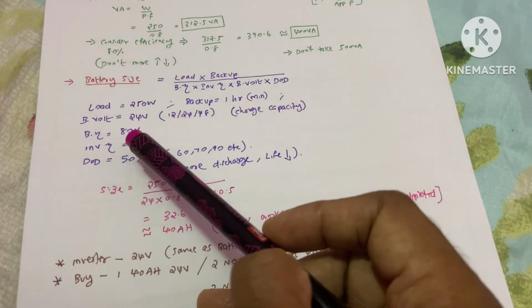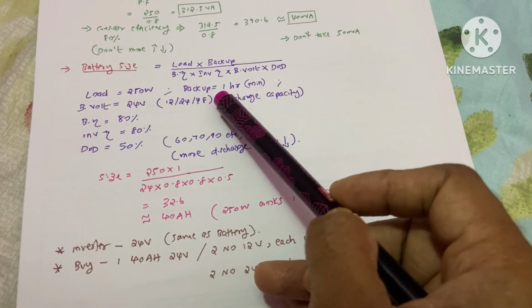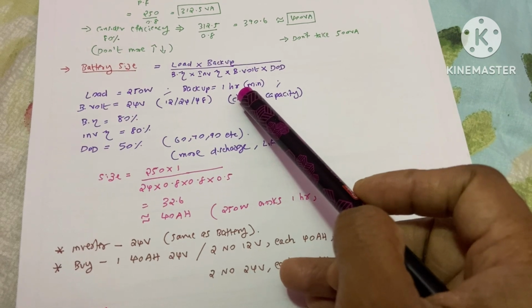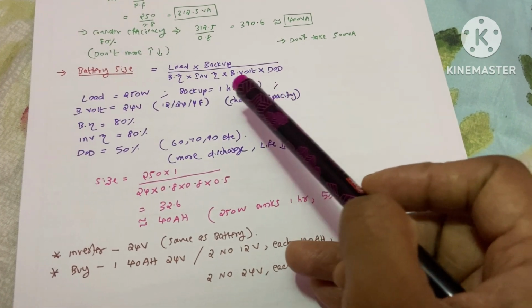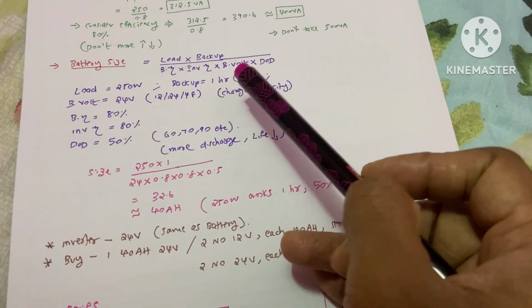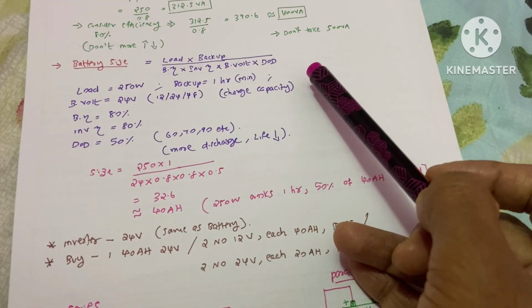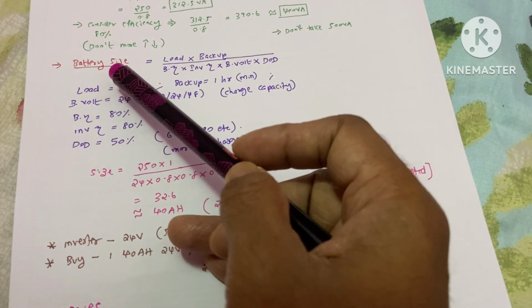Okay, and our backup time, here I consider only 1 hour. You always need to consider the minimum requirement. If 30 minutes is your minimum requirement, it's okay, fine, but don't consider more backup time. If you take more backup time, then your battery size would be very high.